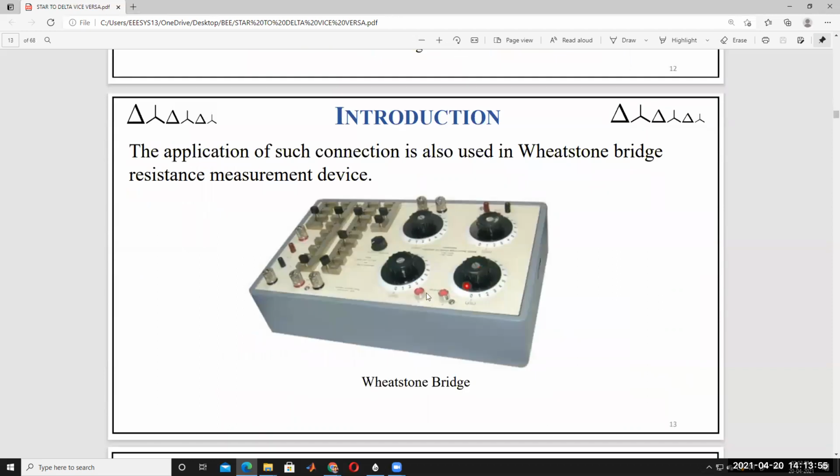And then, you are well aware of the Wheatstone bridge. By using the Wheatstone bridge we measure resistance. Such connections are also used in the Wheatstone bridge as a resistance measurement device. Measurement of resistance is possible by using star and delta connections in the Wheatstone bridge.